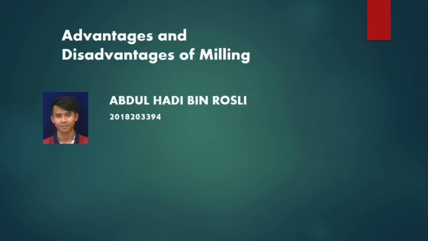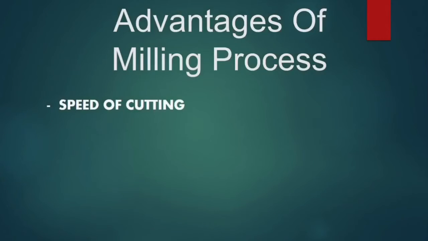Today I will talk about the advantages and disadvantages of the milling process. As we know, the milling process is widely used in the manufacturing industry. Okay, let's jump to the first advantage. First advantage is speed of cutting. The best thing about a horizontal milling machine is that it cuts faster, and based on the milling machine in use, it can make multiple cuts at one time. At the time of facing and pocketing, the chip can be removed way quicker than with a lathe machine.